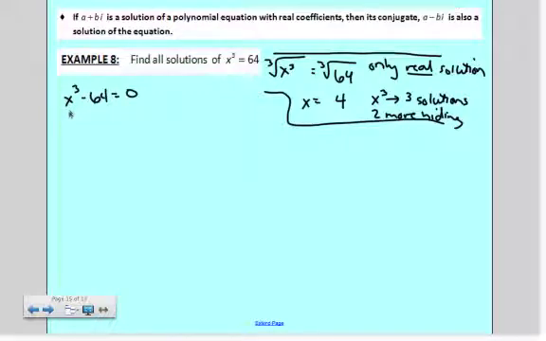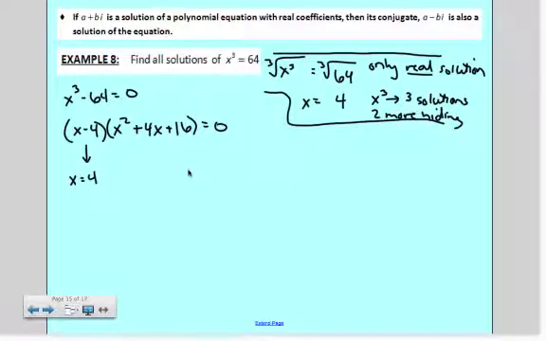Do you recognize that as a difference of cubes? We have a factoring pattern for that: x minus 4 times, square the first term, change the sign, square the second term, equals 0. Remember that if these two factors multiply to 0, one of them is 0, so we already know the first one is 0 when x equals 4. How do we find the second one equal to 0? Quadratic formula. A is 1, B is 4, and C is 16.